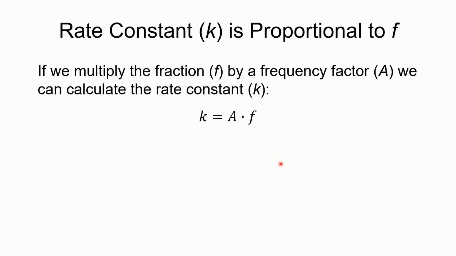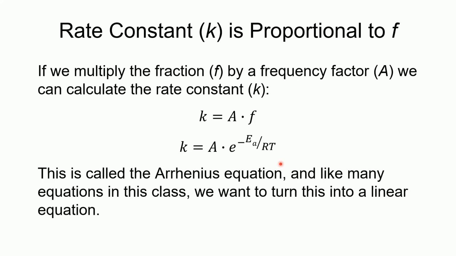We'll replace that f with the function we saw on the previous page, and so now we get this. Well, this is called the Arrhenius equation, and the Arrhenius equation is an absolutely marvelous equation that gives us a relationship between our rate constant k, the temperature, and the activation energy. It's a really, really useful equation. What we want to do is take this and turn it into a linear equation, and we want to see how the rate constant changes as a function of temperature. So let's do that.